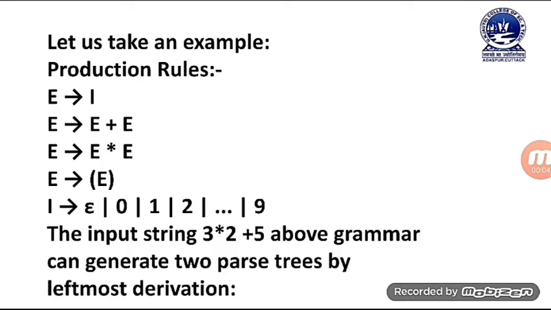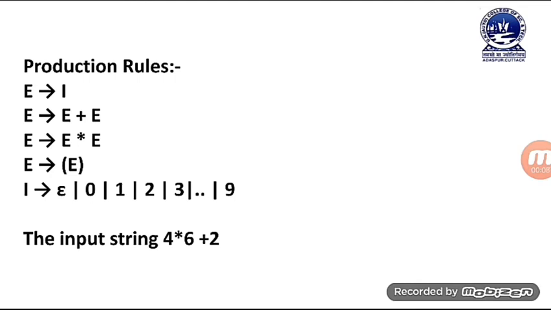Now I am going to explain ambiguity in grammar by using a simple example. In the example, let the production rules be E implies I, E implies E plus E, E implies E into E, E implies (E) inside the bracket, and I implies empty and digits 0 to 9. Let the input string be 4 into 6 plus 2.